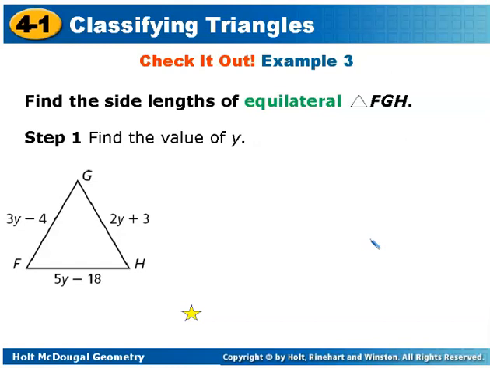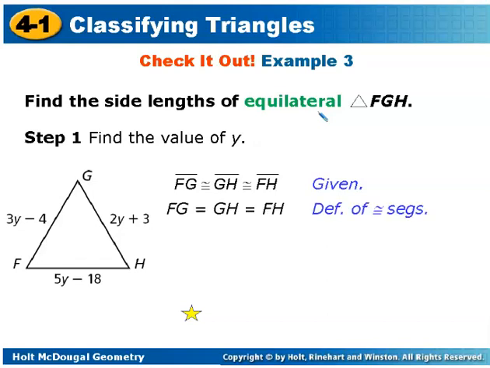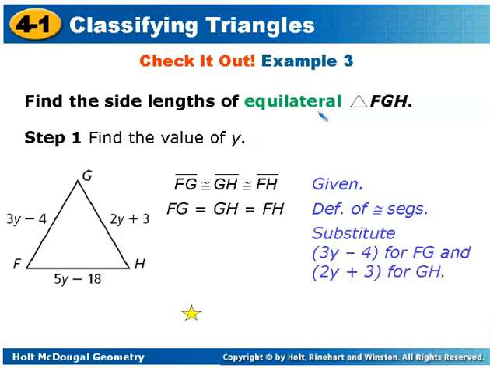Okay. So in this one, it tells us up front that it's an equilateral triangle. That's great. So I know the geometric relationship is going to be that those sides are all congruent. Once I move into my algebra, I'm just going to say, well, that's because of the definition of congruent segments, so I can rewrite that. And now I'm going to pick two of them, right? Two sides to use to solve for y. So I'm going to pick FG and GH.